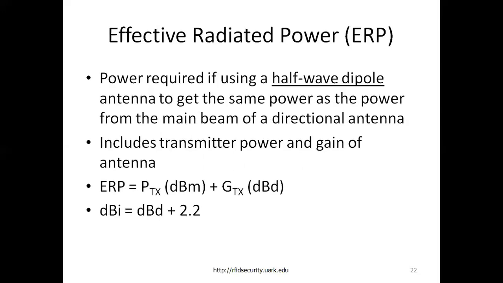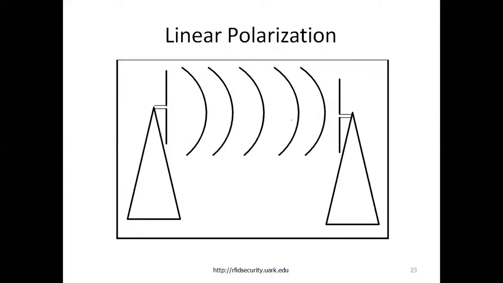When we are dealing with the dBi value, we have to add 2.2 dB. If you consider this case, if we have a value in dB and we convert it to dBi, we have to add 2.2 to that value. So this is all about effective radiated power.